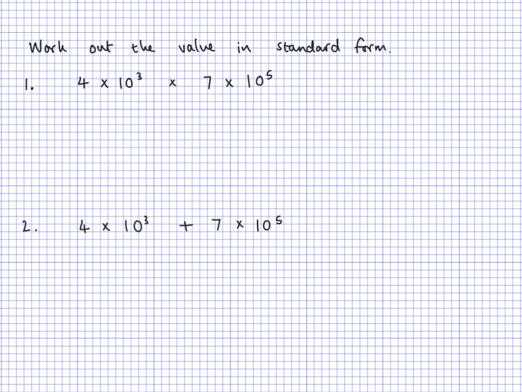Here I have two calculations. Okay, so I've got a multiplication and I've got an addition of the same numbers in standard form. So I've got 4 times 10 to the power of 3, 4 times 10 to the power of 3 here. And I've got 7 times 10 to the power of 5, and again the same here. So this one I'm adding, this one I'm multiplying.